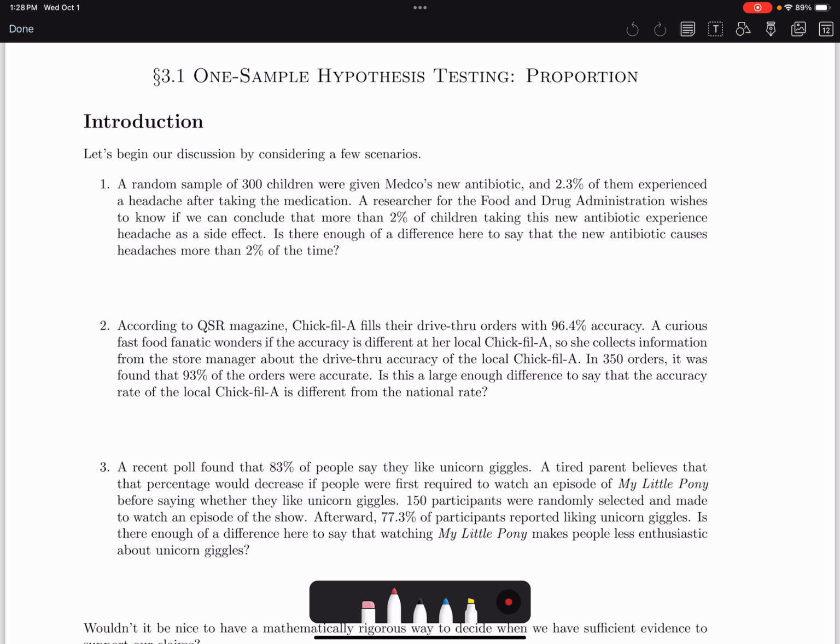All right, so there's a lot of words there. You could pause the video and read through the scenario again to make sure it makes sense to you. But the situation is this. We want to know if more than 2% of children who take this medication will experience a headache as a side effect. So we went out and we sampled 300 children and found that 2.3% of them experienced a headache as a side effect. And now, at first glance, you might say, well, yeah, 2.3% is more than 2%.